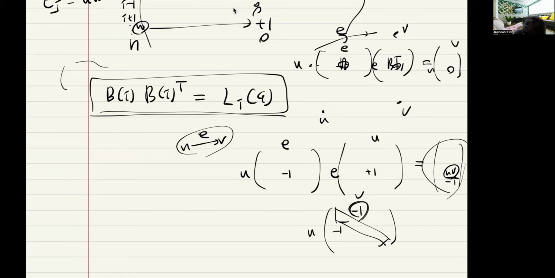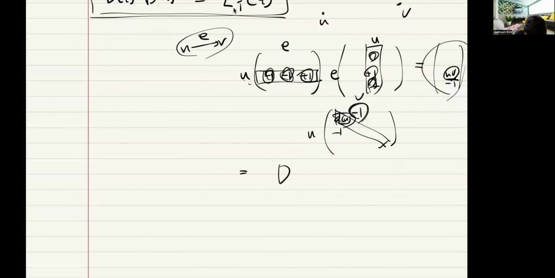Then on U, you have -1 or +1. On the edges, you are incident with it. And then here it's the same. And then you multiply it, and these are paired, and then add it. So you get the degree of the vertex. So at the end, you get the degree minus the adjacency matrix, which is exactly the Laplacian.